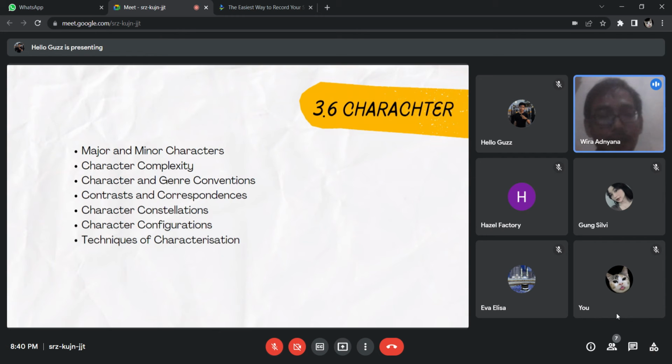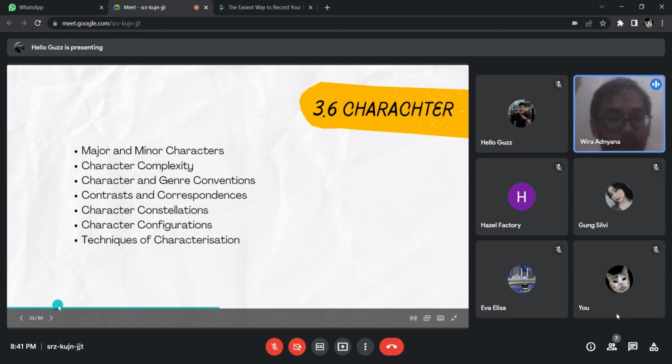So at this time, I would like to continue the presentation with the character. In this section, character can be divided into major and minor character, character complexity, character and genre conventions, contrast and correspondences, character constellation, character configuration, and techniques of characterization. Next, please.